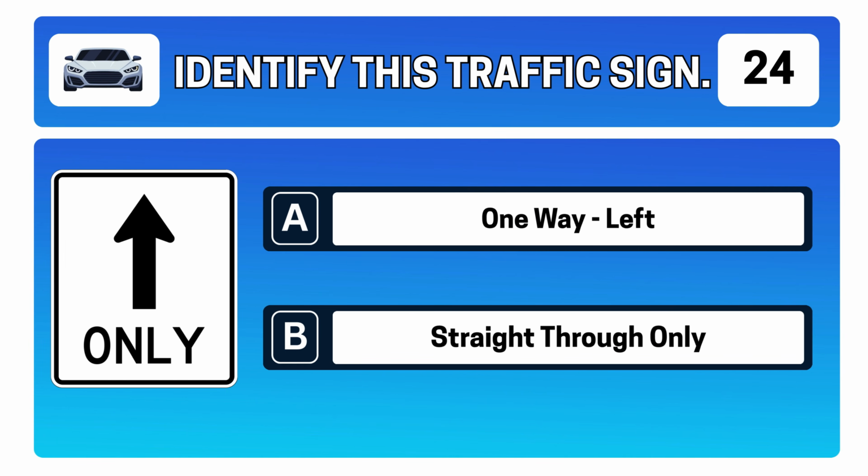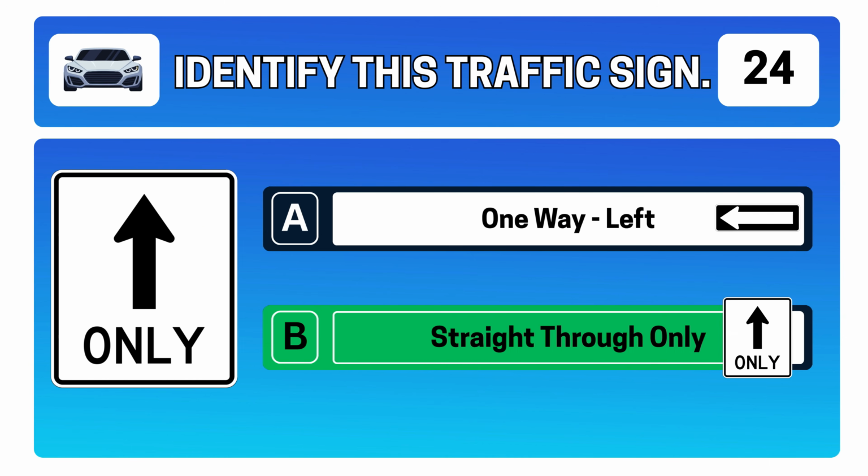Guess this road sign. A. One way, left. B. Straight through only. Excellent. It is the straight through only sign.